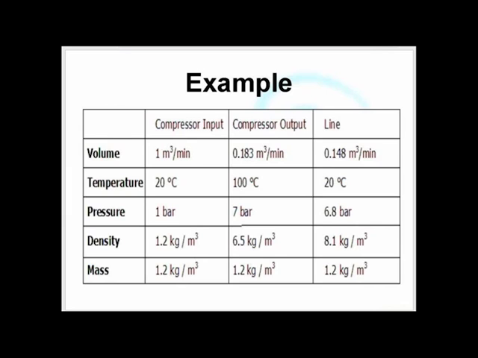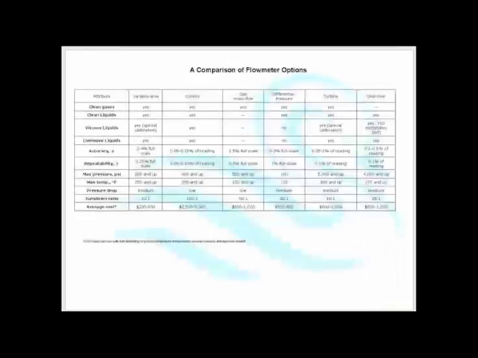On the outlet side, the temperature is increased because it's being compressed. The temperature is increased to 100 degrees C. The pressure has increased to 7 bar. The density has increased. It's become more compact. So it's gone from 1.2 kilograms per cubic meter to 6.5 kilograms per cubic meter. So this is an example of the gas laws in action.